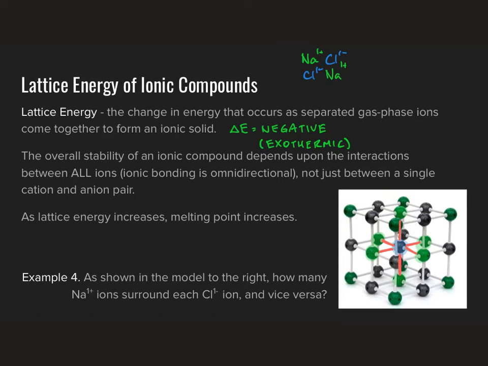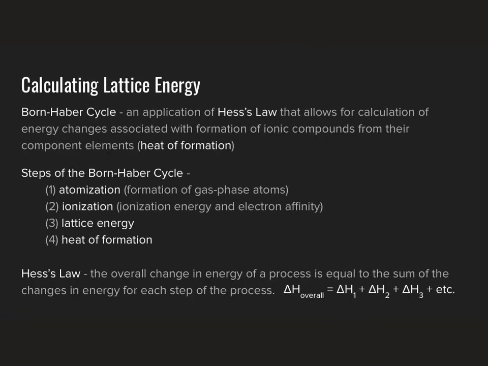Which again is telling us why those ionic compounds tend to require so much energy to cause them to melt or to boil. So we'll move on to the next slide to talk about how we can go about calculating lattice energy in a system. The main type of calculation involving lattice energy that we are going to be dealing with in AP Chemistry this year is what's referred to as the Born-Haber cycle. The Born-Haber cycle is essentially an application of Hess's law. You may remember Hess's law from last year's chemistry class.